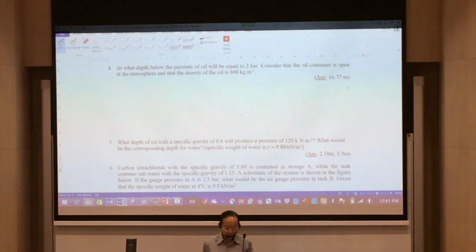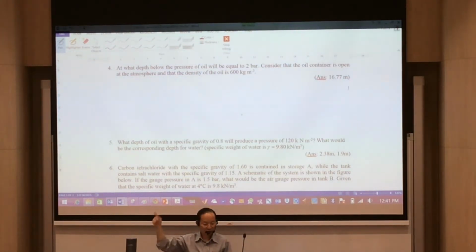For question 4, this has to do with hydrostatic pressure. The pressure at that particular point in question goes to P atmospheric plus rho gh. The pressure which you have to find goes to P atmospheric plus rho gh, and you get the answer already.